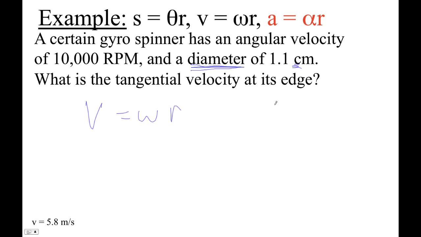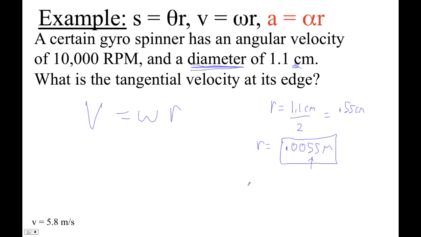Let's figure that out. r is 1.1 centimeters over 2, so that's 0.55 centimeters, which is 0.0055 meters. Is that right? I think that's right, yeah. It'd be 5.5 millimeters, wouldn't it? And millimeters start here. So yeah, I'm going to stick with that. So that's my r.